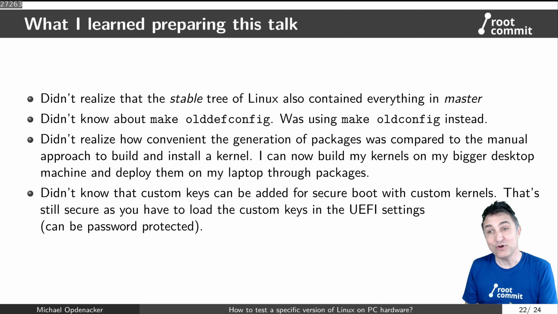So, here's what I learned preparing this talk. That's what I like about free software, by the way. You keep learning new things. First, I didn't realize that the stable kernel tree also contained everything from the tree from Torvalds. So from now on, I will mostly work with this stable tree. I didn't know about make olddefconfig either. I was using make oldconfig instead, which is less convenient when all you want is default kernel parameters.